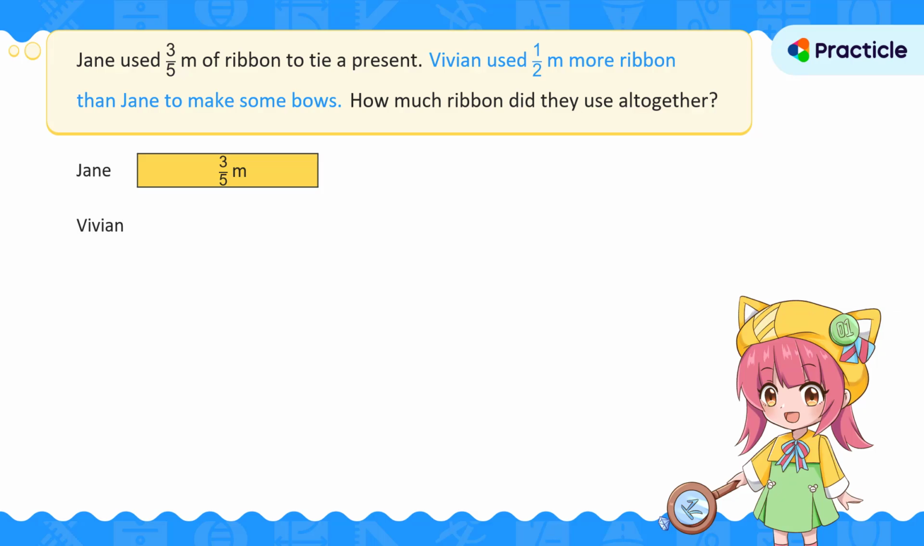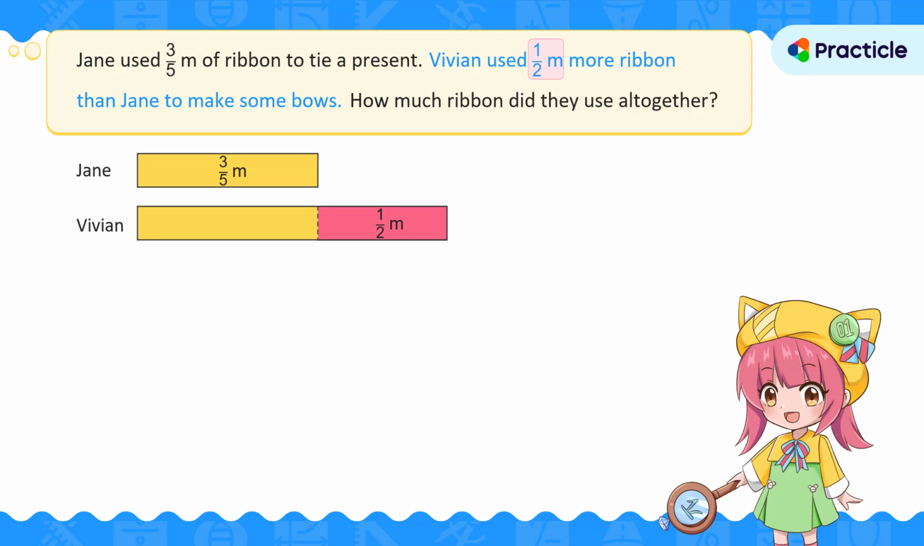Since Vivian used more ribbon than Jane, we'll draw a longer bar to represent the length of ribbon that Vivian used. What does this extra part here represent? Yes, it represents the difference in the length of the two ribbon used. How long is this difference? If you said 1/2 meters, you're right. Give yourself a pat on the back.